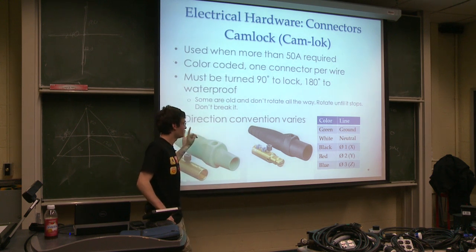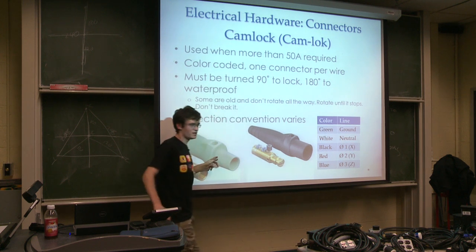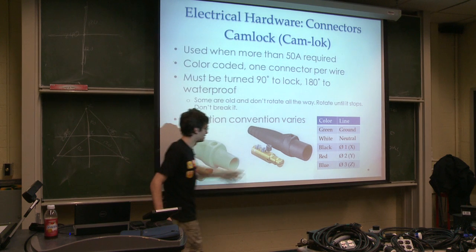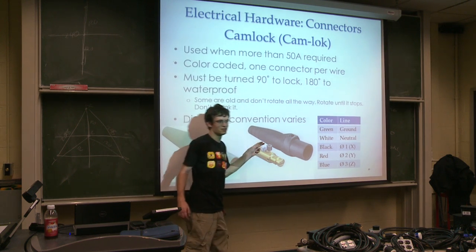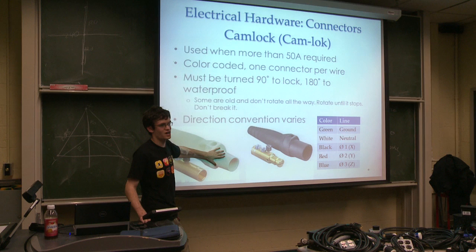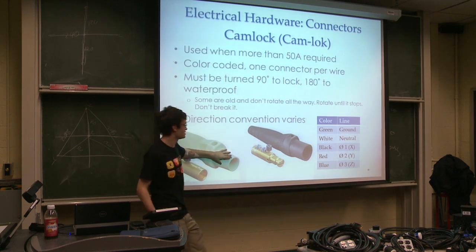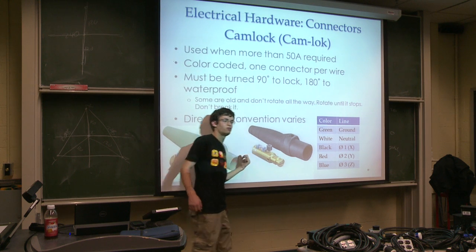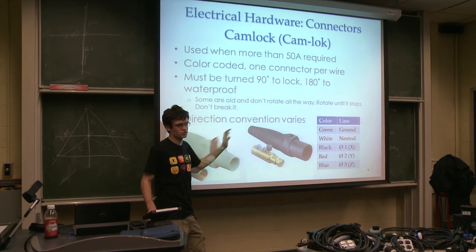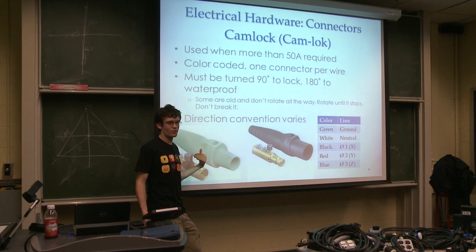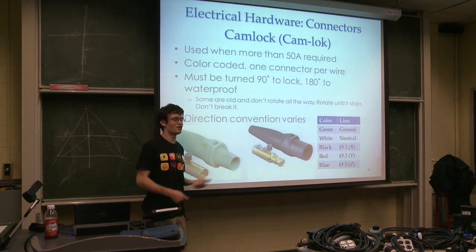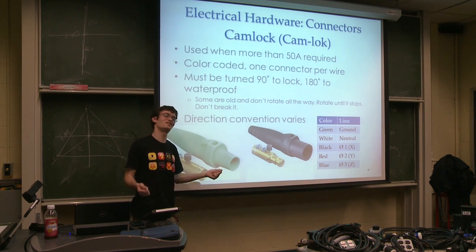The direction convention varies. This is actually the female because it has the receptacle of the copper. This I'm considering the male because it has the plug of the copper. And you'll get these for the hots coming out of the disconnect or your wall. Some places will either have the same for all of them, or just the neutral reversed, or just the ground reversed, or both reversed. The way we do it here is the neutral and ground are reversed, so you can't accidentally plug a neutral into a hot or vice versa.